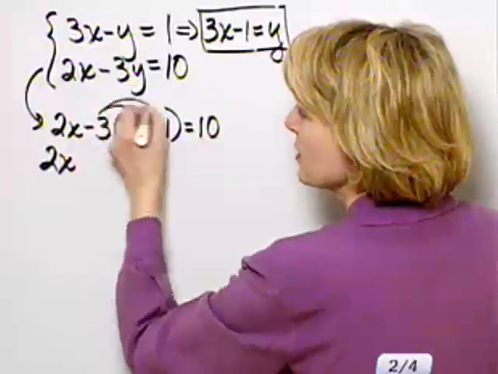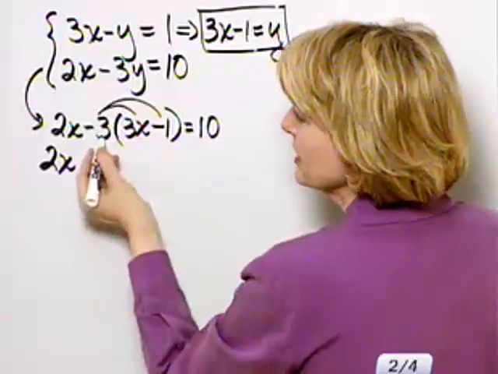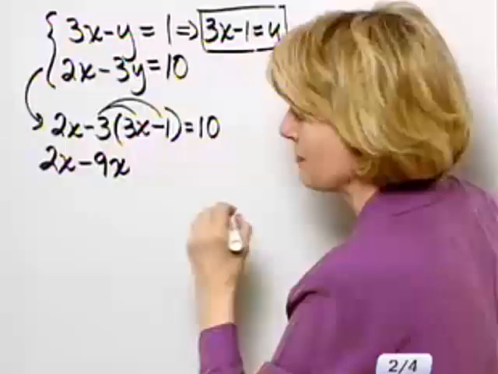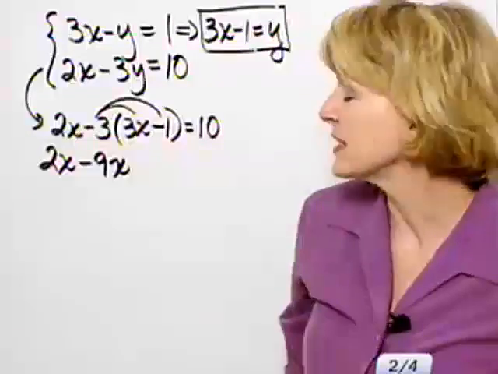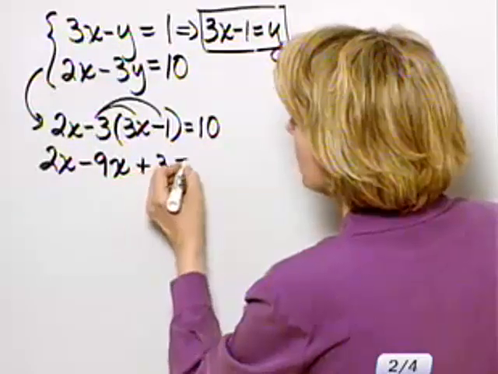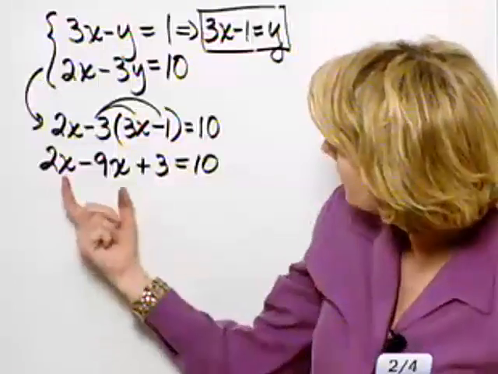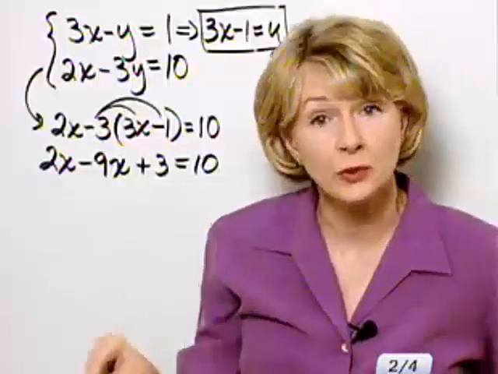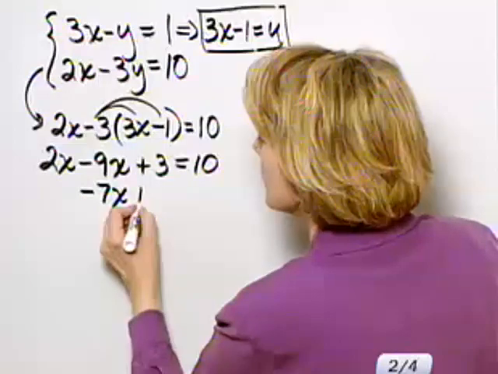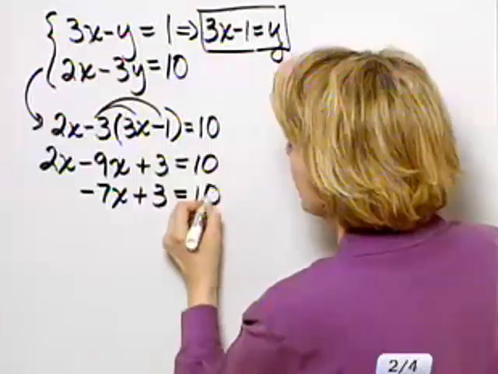2x, be very careful here with the distributive property. -3 times 3x, that's -9x. I'll write minus 9. And then -3 times -1, that's positive 3. I'll write plus 3 is equal to 10. Got a few like terms there. 2x minus 9x, that is -7x, plus 3 is 10.